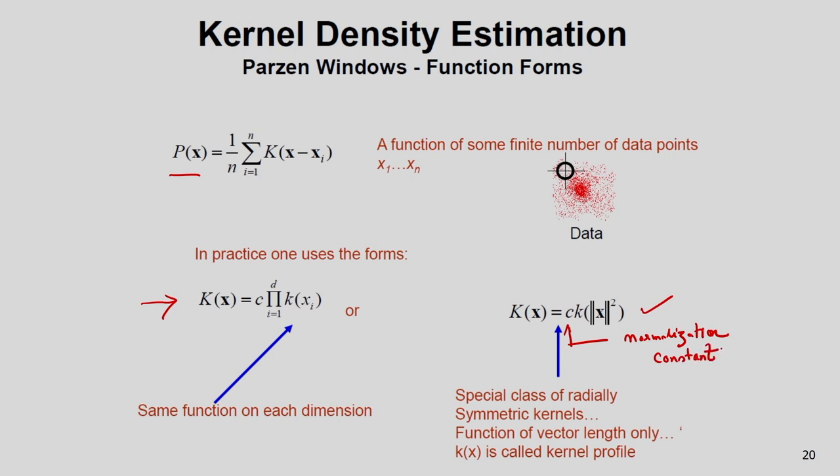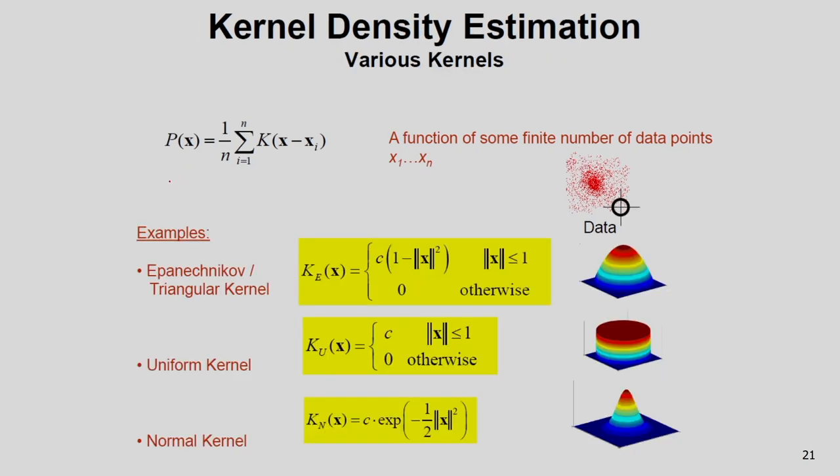So mostly we can consider the radially symmetric kernels, or maybe we can consider this kernel also, but in most applications we consider radially symmetric kernels because it is a function of vector length only. So these kernel functions I can consider. This is the expression for the density, and we are considering n number of data points. Now we can consider these types of kernel functions.